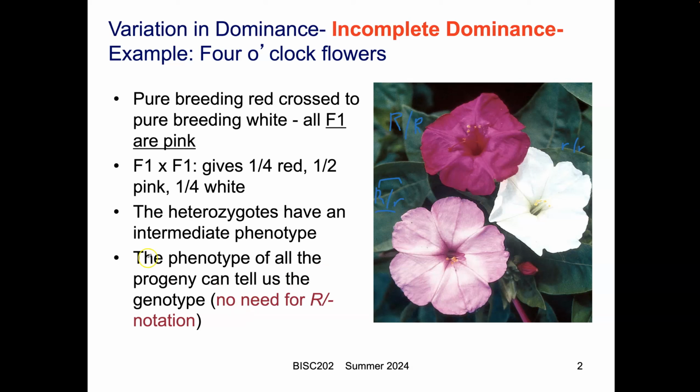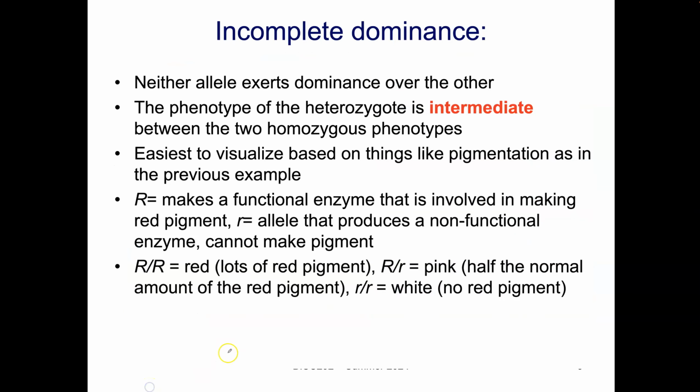What's really useful about this, if you're a geneticist, is that when you're looking at progeny from crosses, you have no need of this kind of notation with the dash, because we know the exact genotype based on the phenotype, because the heterozygote has a unique phenotype compared to the two parents. It's intermediate between. And the way I think about this, if I'm trying to imagine it, I think of buckets of paint or something like that.